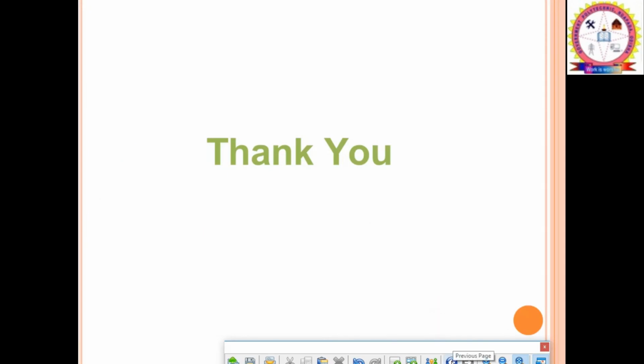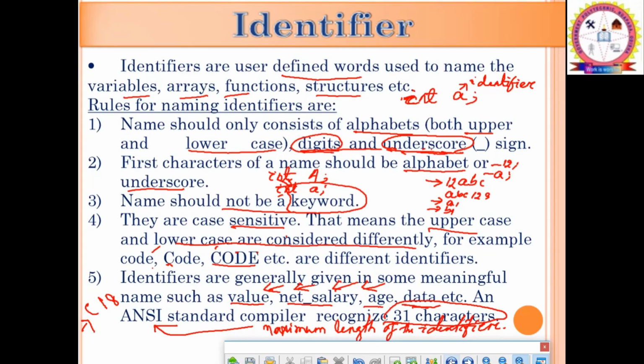Okay, so today this much. You have now learned the three types of tokens in the C language: the first is character sets, the second is keywords, and the third is identifiers. Okay, thank you.